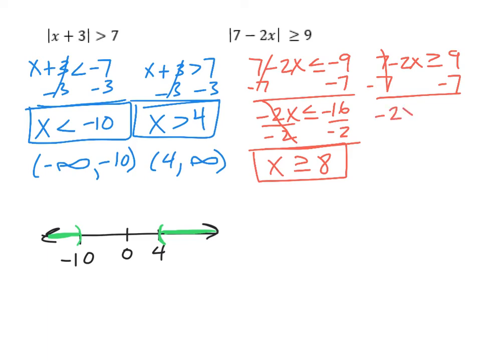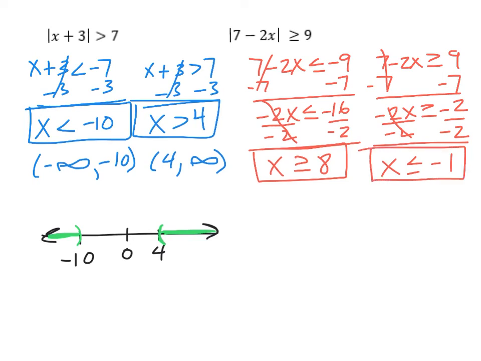So I get this negative 2x. Sign doesn't change there, right? Because that's just subtracting 7. That will give me negative 2. Here I'll divide by negative 2. So here it's going to switch to x less than or equal to negative 1. And there we go. Okay.